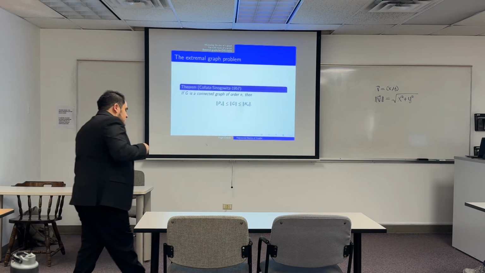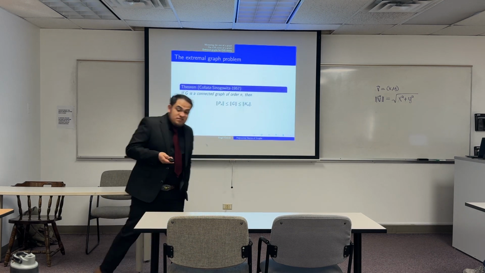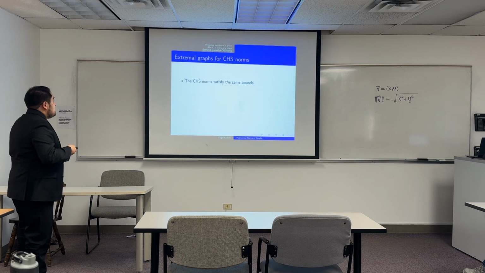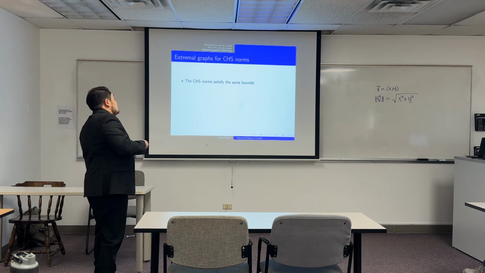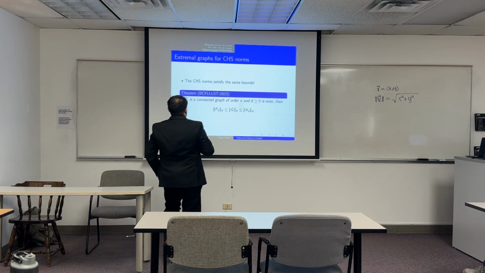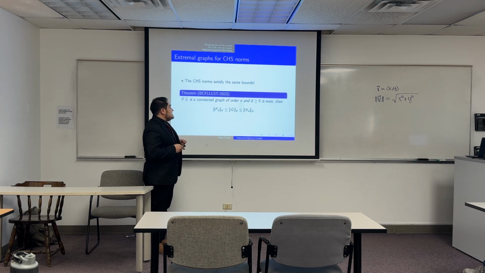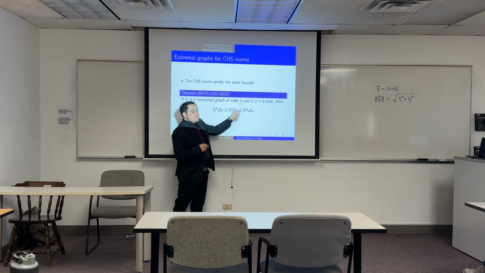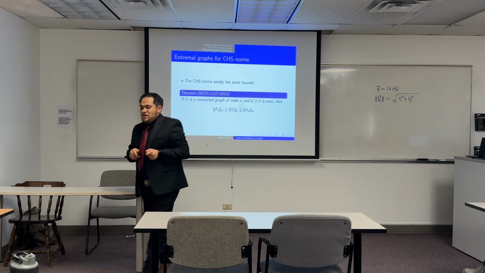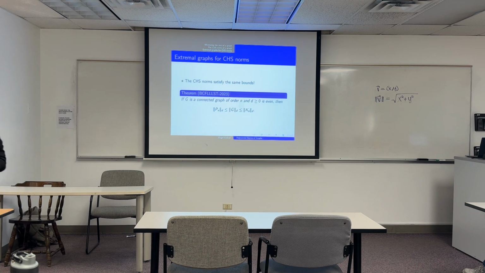Okay, so the highlight of this paper that I worked on with these undergraduates is the analog of this theorem for the CHS norms, for these new norms. Interestingly, these CHS norms satisfy the exact same bounds. And so here's our theorem. If G is a connected graph of order n, and D is an even integer, then the same bounds hold. The CHS norm of my connected graph G has to be bigger than or equal to the CHS norm of the path, and bounded above by the CHS norm of the complete graph. Okay? So it is the genuine analog of this theorem by Collatz and Sinogowitz from 57.